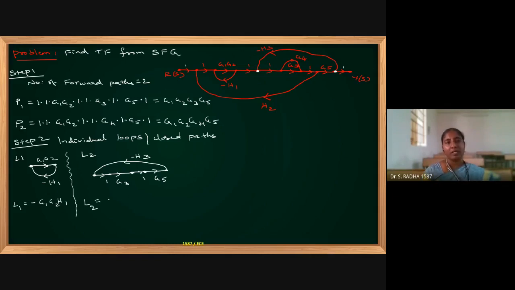Now multiply all the gains here. 1 into G3 into 1 into G5 into minus H3. This is the product of gains in the second loop.